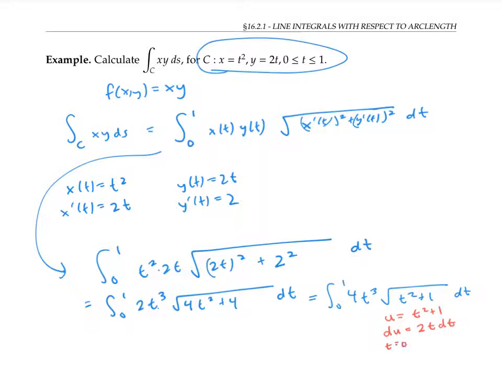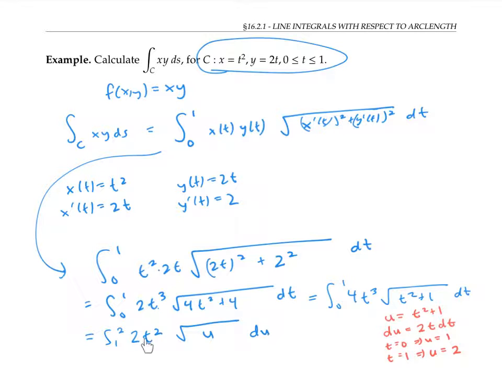So when t is 0, u is going to be 1, and when t is 1, u is going to be 2. So if I just try it anyway, we're going to get the integral from 1 to 2. My 2t dt becomes my du, so I'm going to have still a 2t squared left over. So I have 2t squared, I have my du, and then my square root becomes a square root of u.